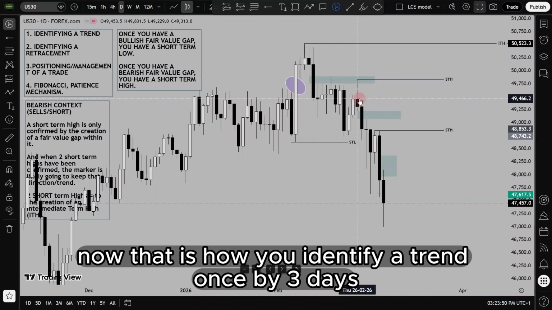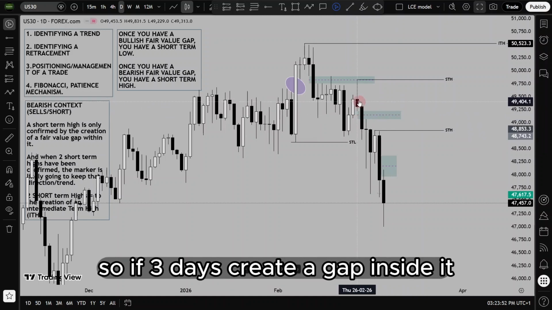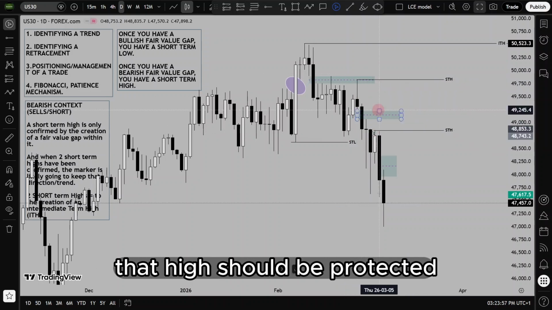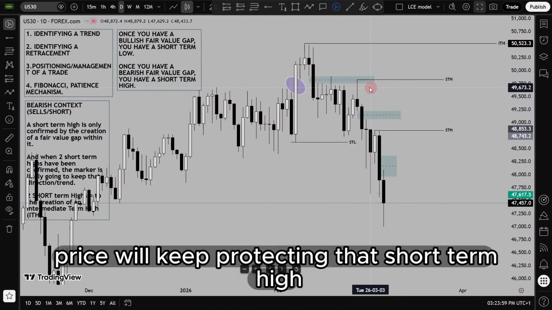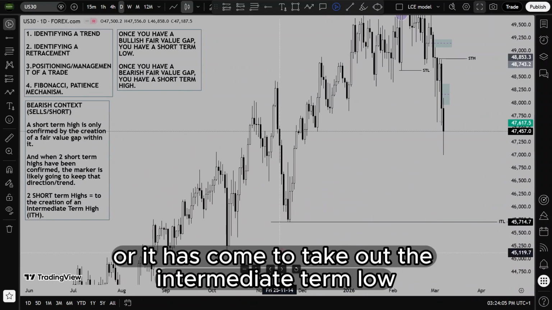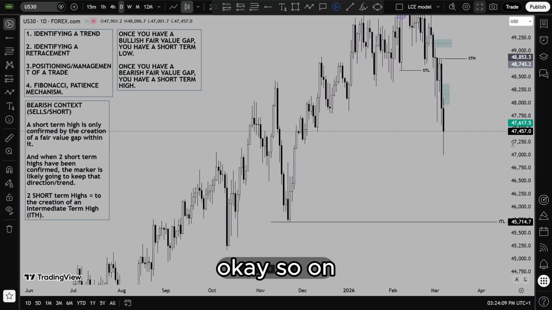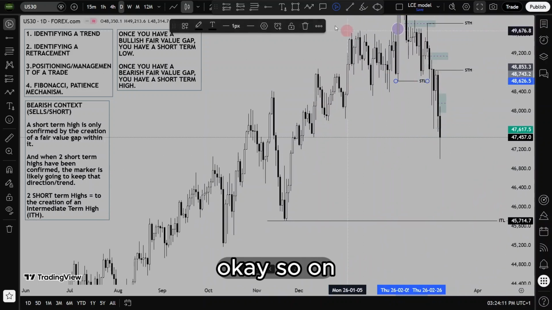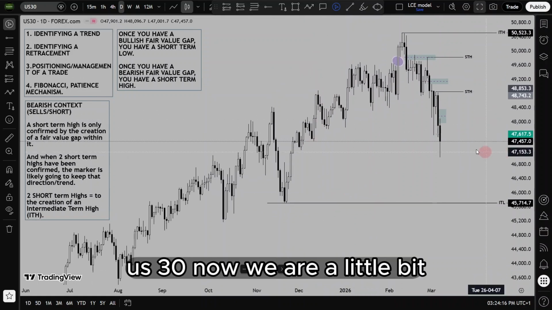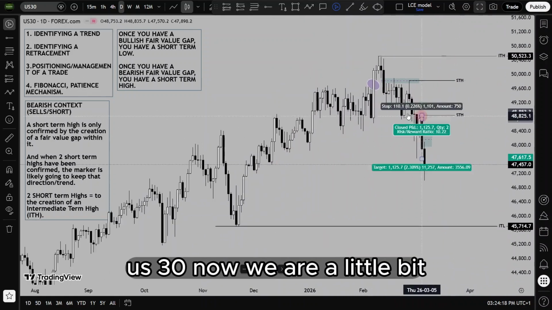This is the daily time frame. So if 3 days creates a gap inside it, that high should be protected. That high is a short-term high. Price will keep protecting that short-term high until it has come to take out enough liquidity, or it has come to take out the intermediate term low. Okay, so starting now, we are a little bit bearish.